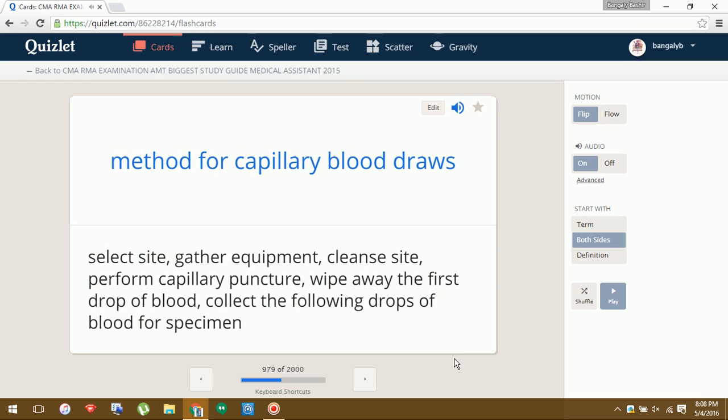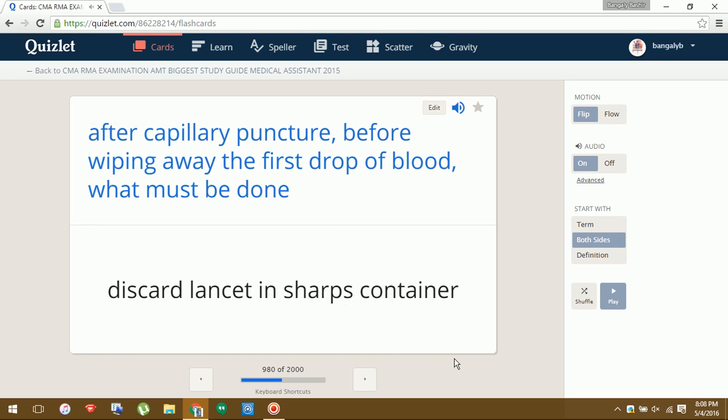Method for capillary blood draws. Select site, gather equipment, cleanse site, perform capillary puncture, wipe away the first drop of blood, collect the following drops of blood for specimen. After capillary puncture, before wiping away the first drop of blood, what must be done? Discard lancet in sharps container.